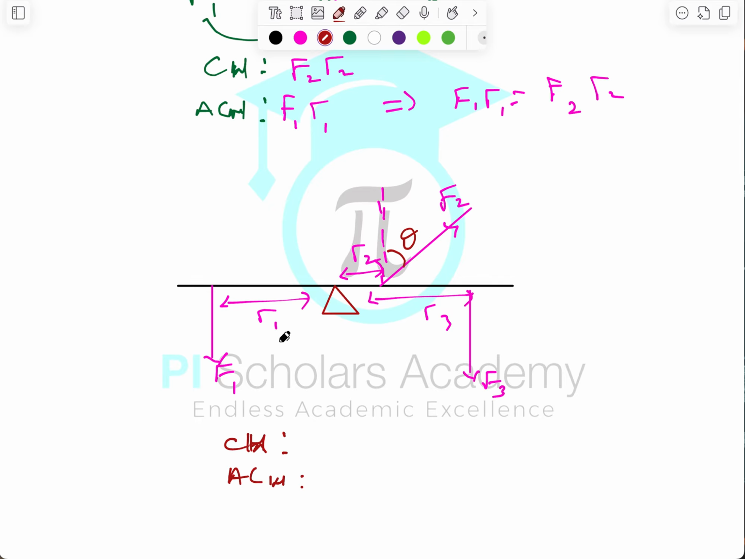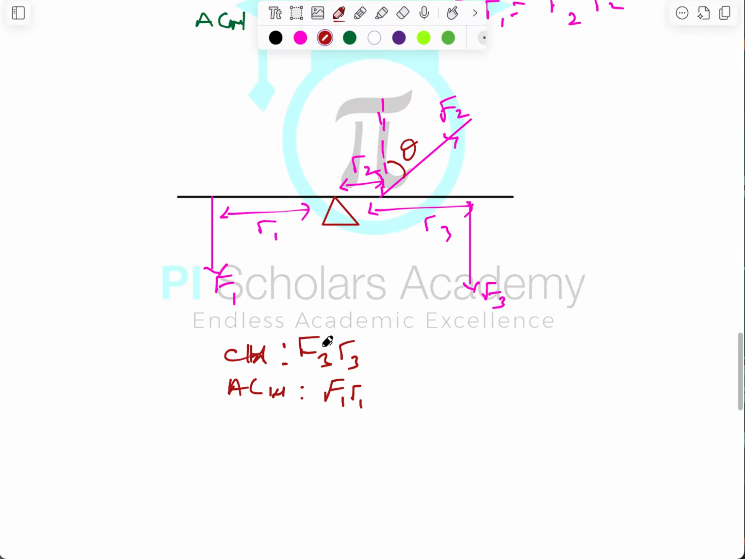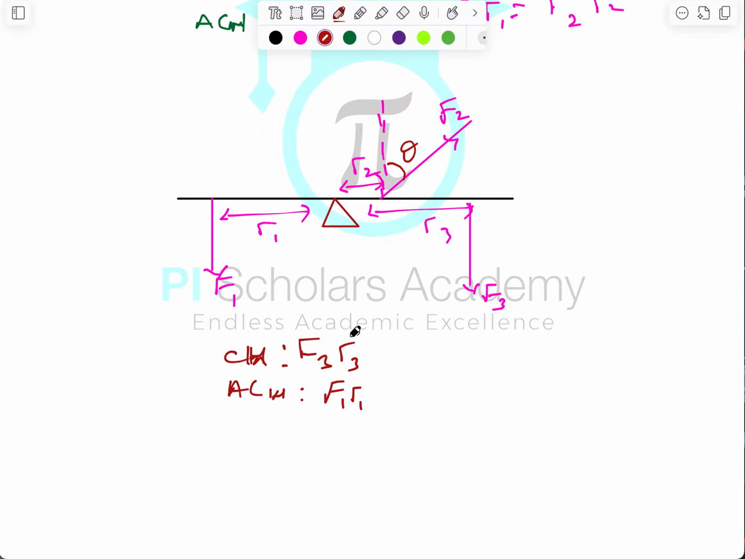So F1, from what we did earlier, you know that F1 will be anti-clockwise. So that will be F1R1. And F3 will be clockwise. So let's not waste our time on those two actually. So that will be F3 multiplied by R3. So now the last one, now we don't know where it will go. Will it go to clockwise or will it go to anti-clockwise?